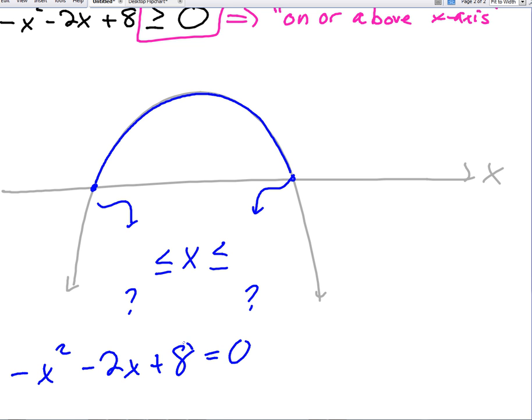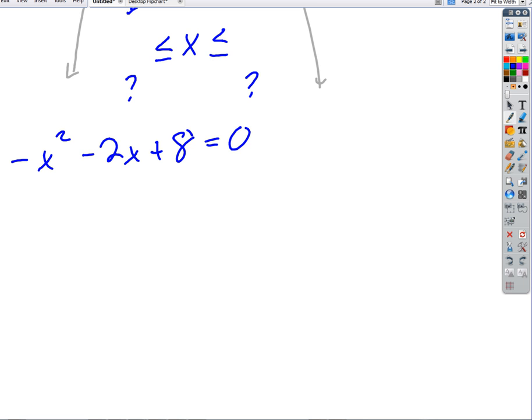So now we can just shift into algebra mode here and forget about the graph for a second. All we're trying to do is find those x-intercepts so I can fill in the blanks. That's it, and then we're done. So how would I solve this?